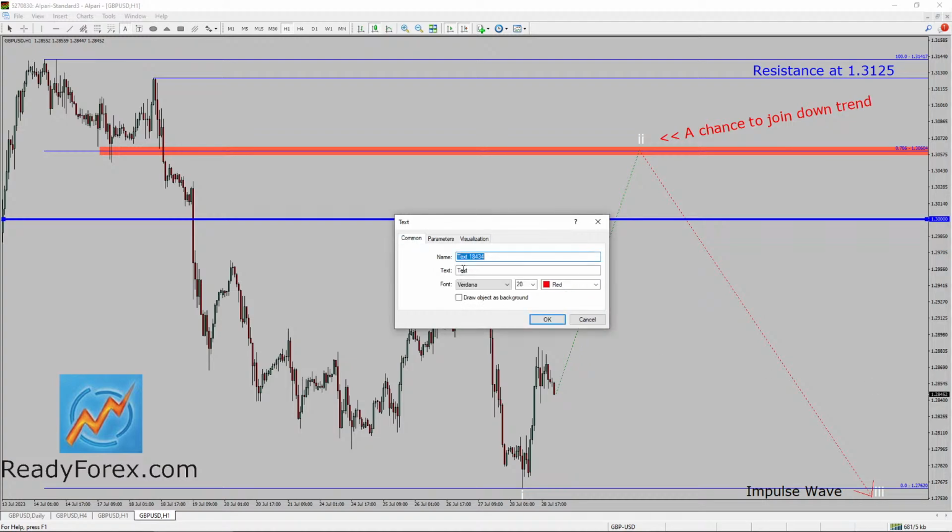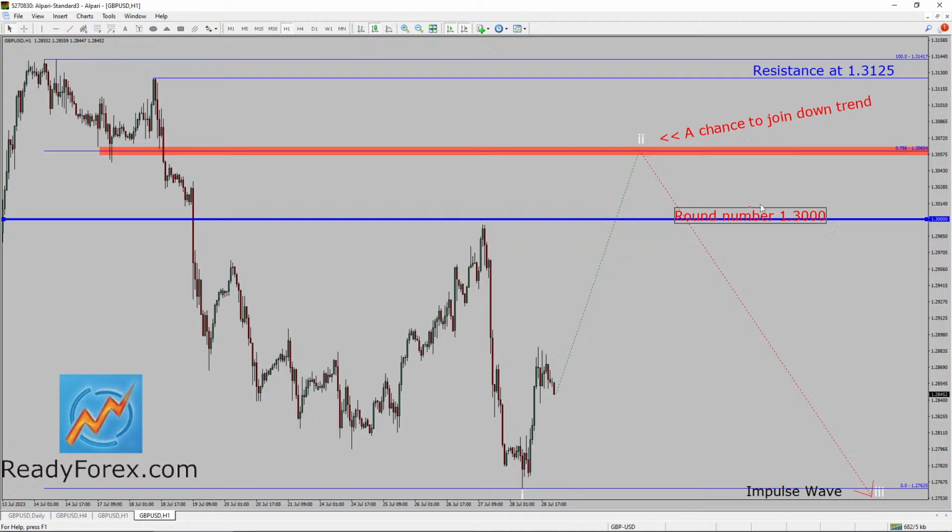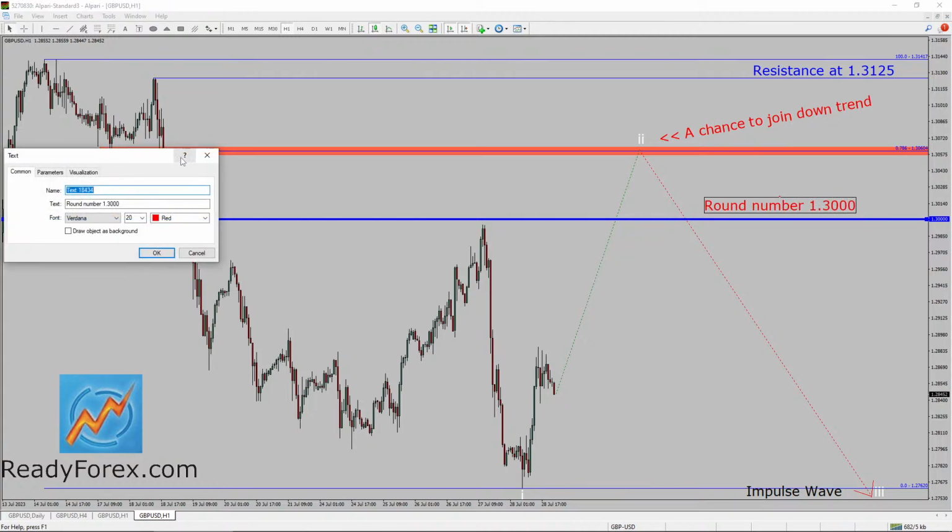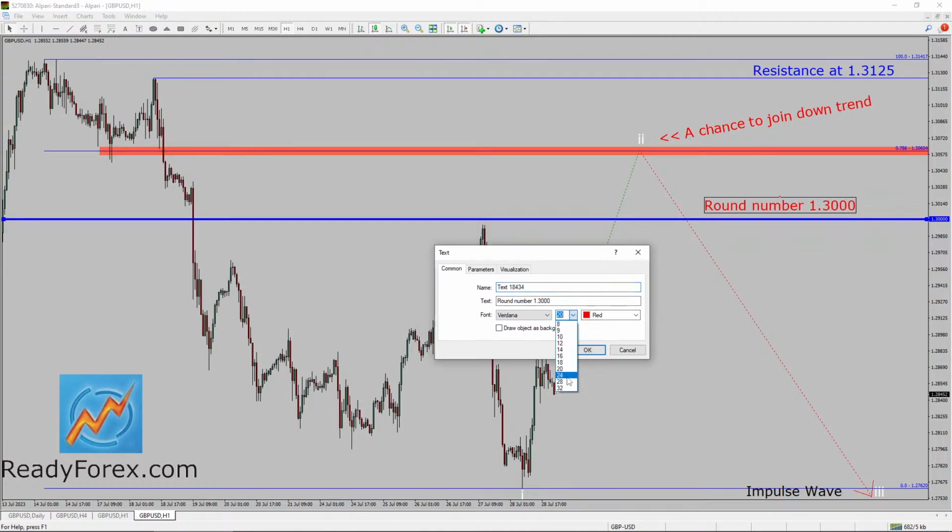Okay, so a round number is 1.3000. This is the round number right here. Let me change the font size so it becomes easy to read.